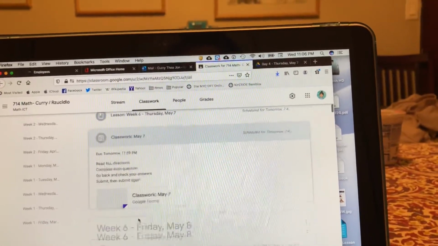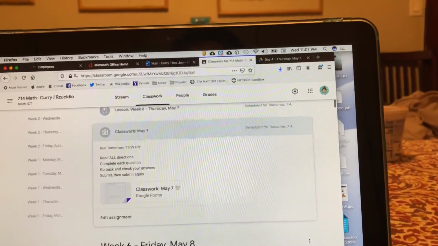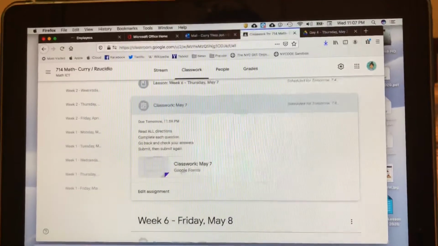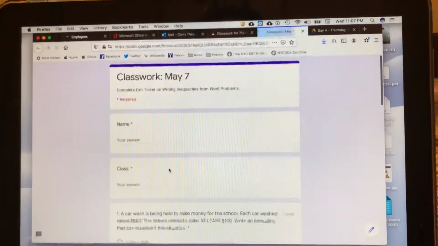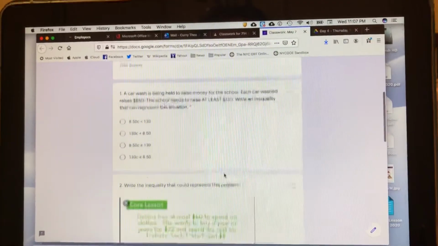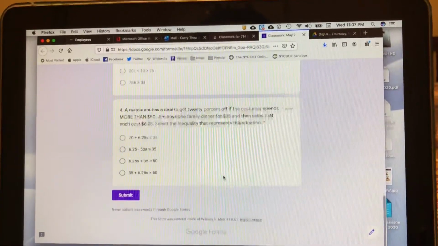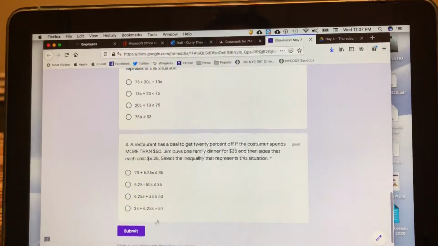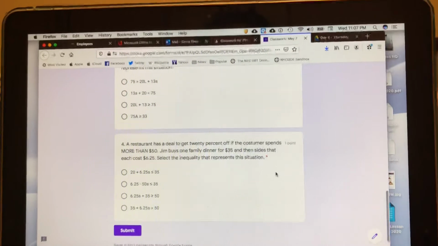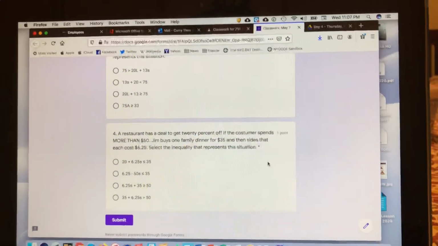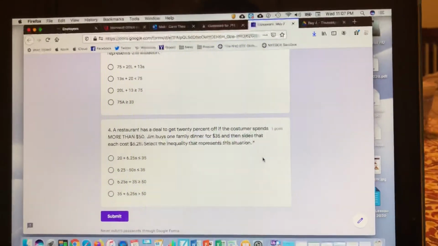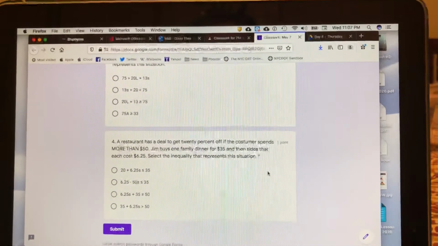You're going to make sure you open it from the classwork tab in Google Classroom. It's a Google form. You're going to answer all the questions, and then you're going to make sure you hit submit and then submit a second time. Take your time, use all of your resources, and good luck.